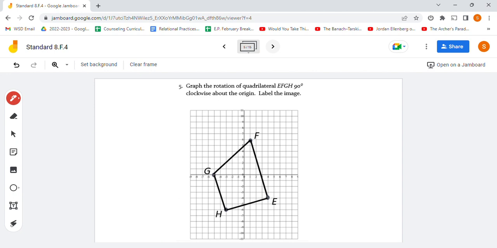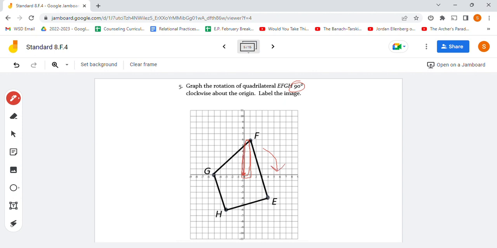For rotations, I like to draw a rectangle from the center of the rotation out to the point that we're going to. So we have this rectangle right here. That gives me kind of a reference that I can use to rotate. And if we're going 90 degrees clockwise, that shape is going to rotate this direction, 90 degrees.